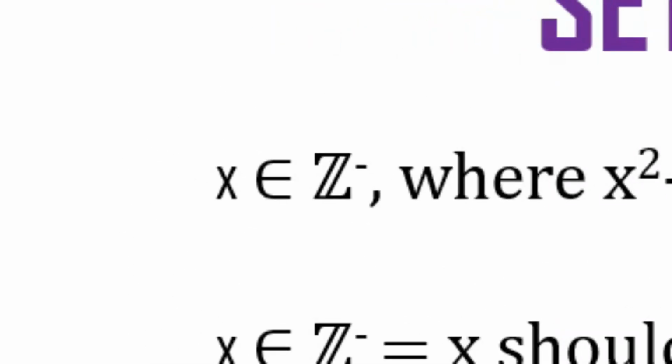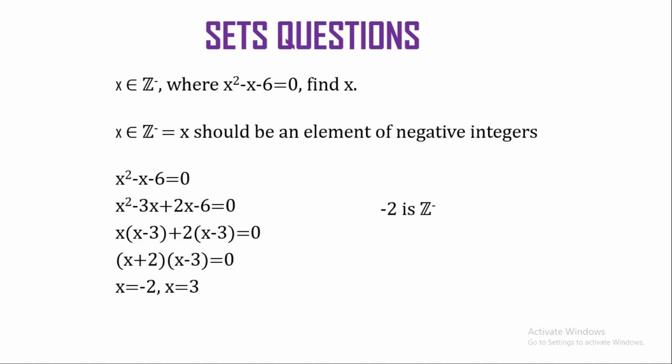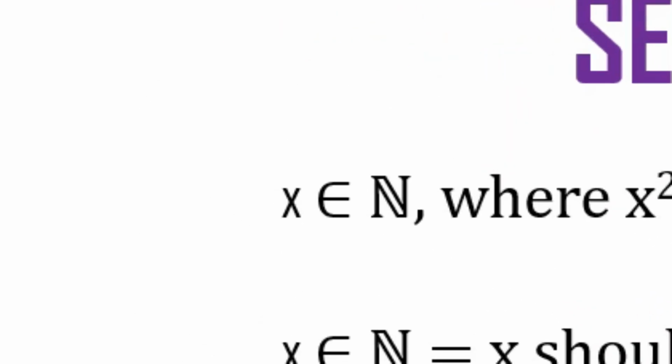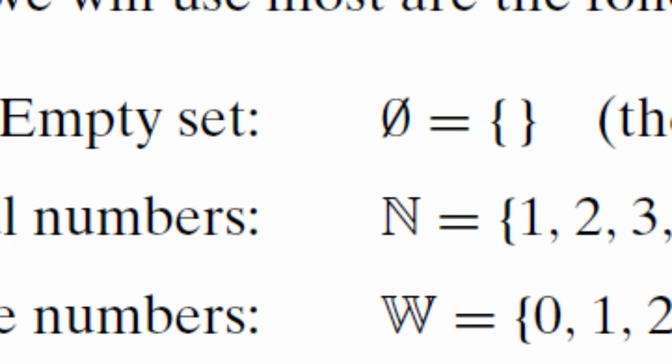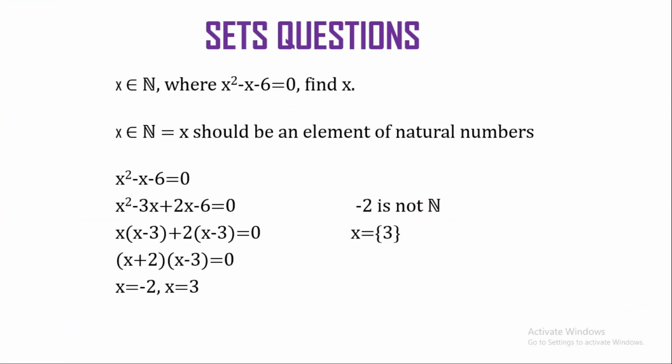We can still do the same thing when x is a negative integer. Since -2 is a negative integer, the answer should be -2, since we are only including negative integers. Now, what if x is an element of natural numbers? Well, we know natural numbers are the numbers that we're used to: 1, 2, 3, 4, and so on. So the answer is still 3, right? Since 3 is the only natural number in the answer of this quadratic equation.